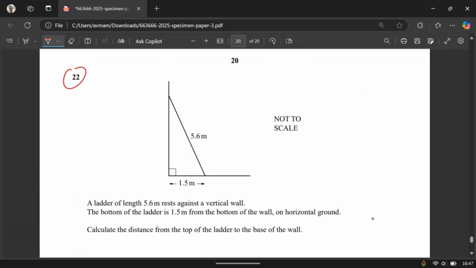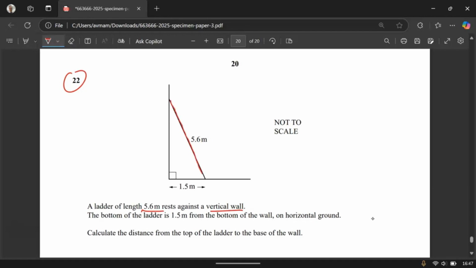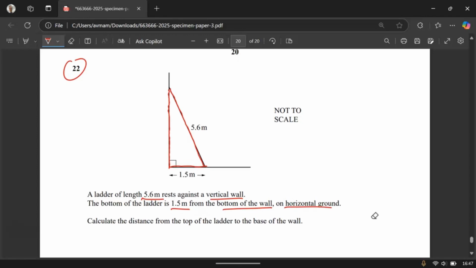Question number 22. A ladder of length 5.6 meters rests against a vertical wall. This is the ladder and this is the vertical wall. The bottom of the ladder is 1.5 meters from the bottom of the wall. So this distance is 1.5. On a horizontal ground, calculate the distance from the top of the ladder to the base of the wall. So we need to find this distance over here.